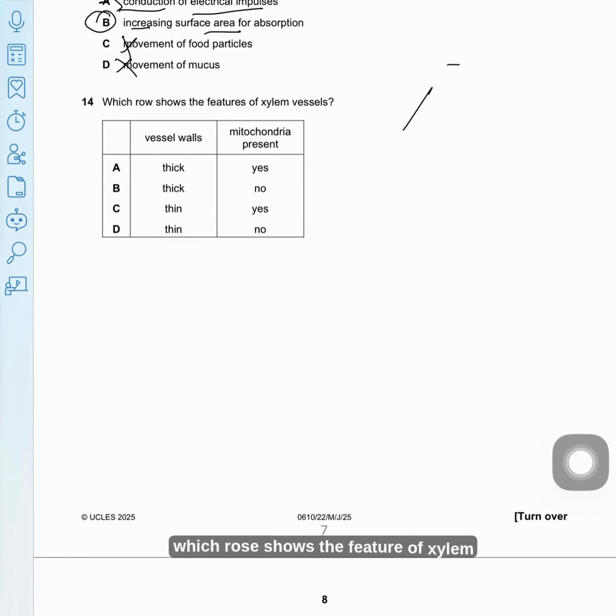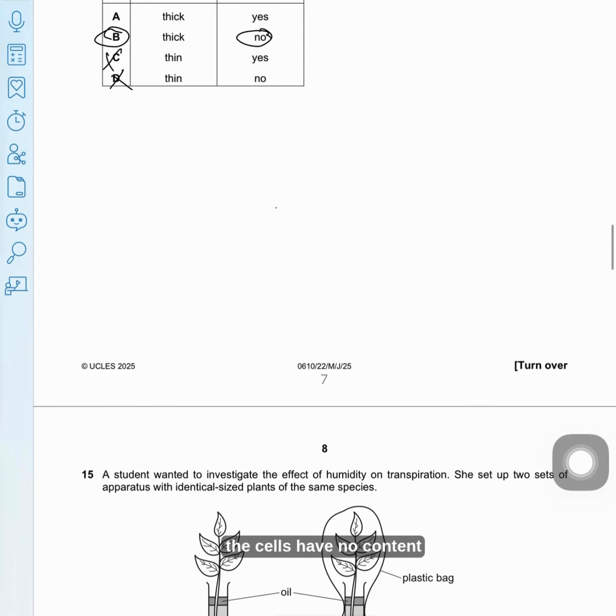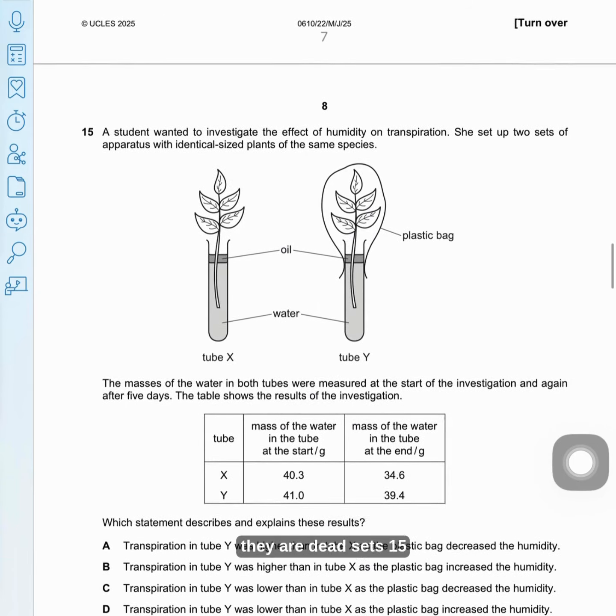14. Which row shows the feature of xylem vessels? A xylem vessel in the plant transports water and mineral ions. The vessel's wall, are they thickened or thin? They are thickened with what? Lignin, right? So C and D are wrong. Mitochondria are present or mitochondria are not present? Mitochondria are not present because the cells have no content, they are dead cells.